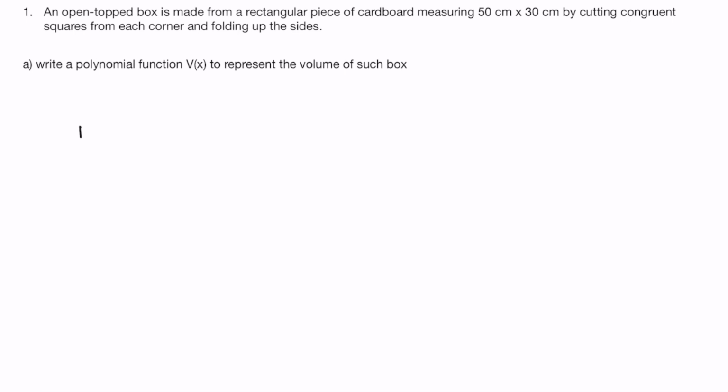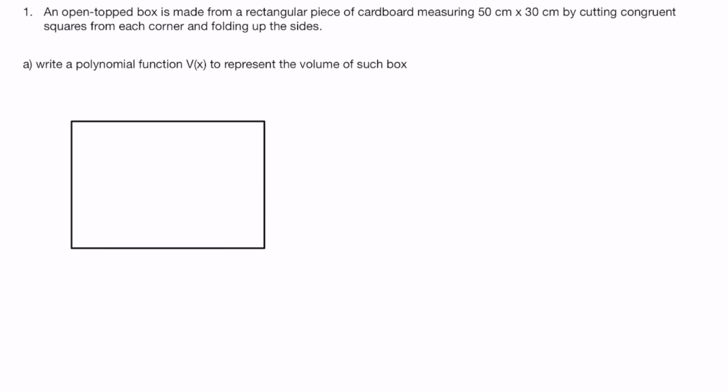So let's start with just drawing a diagram. If this is our piece of cardboard that we're starting off with, then the longer side is going to be 50 centimeters, and the shorter side is going to be 30 centimeters. Now we're cutting off these little squares from each corner, and we're going to represent the side length of these squares that we're cutting off as x, so they're x centimeters long. And I'm just drawing these lines here to show that these side lengths are all the same.